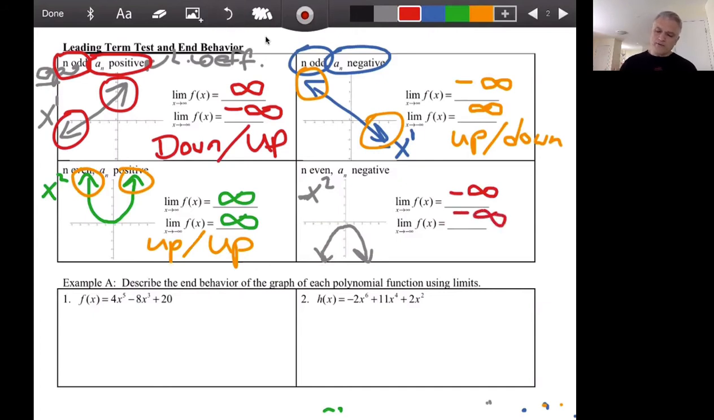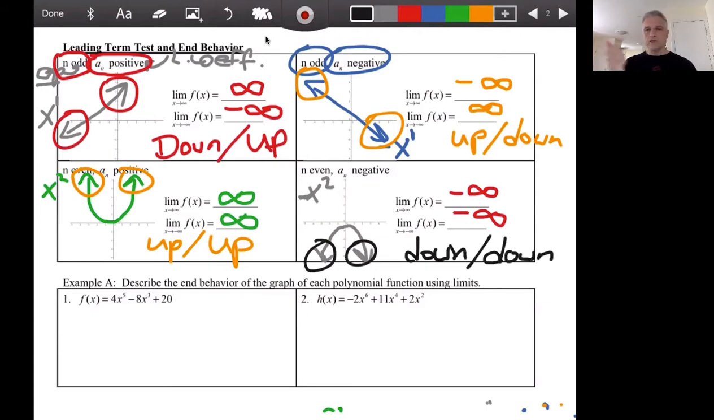So if I have an even degree polynomial with a negative leading coefficient, I'm going to have a down-down graph. Okay, both ends, left and right, that graph is going towards negative infinity. So let's apply that here. This should be two of the easier questions we have for any unit, right?